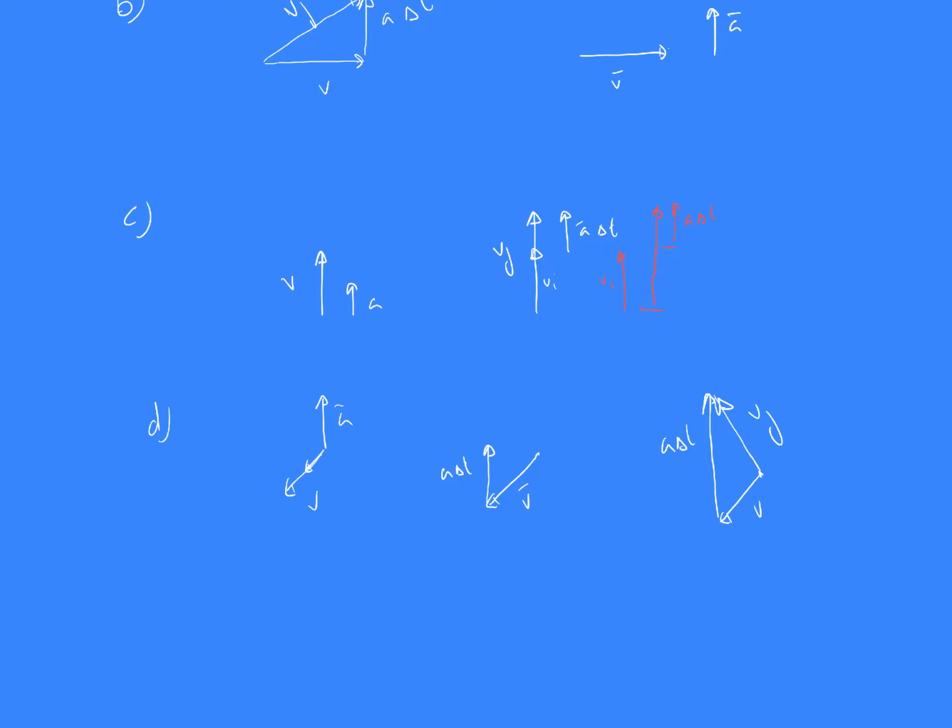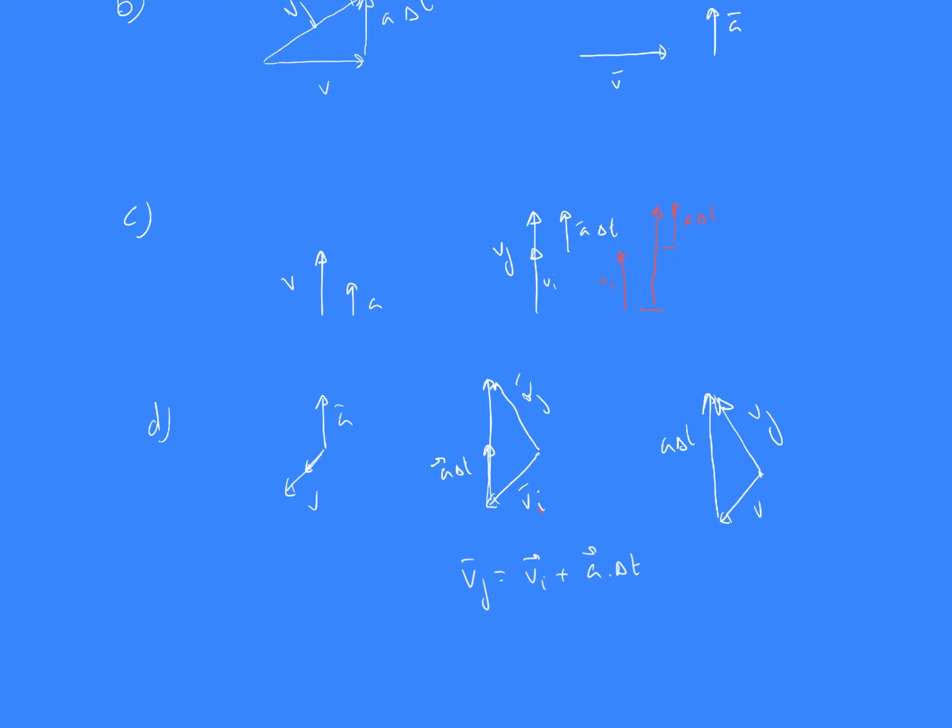So V initial is this vector. V final is V initial plus the vector A delta t. Okay, let's say that A delta t is this vector, a bigger vector. So the V initial is this one, and the V final will be this one. So in this case, the final velocity will change direction and will change magnitude at certain times.